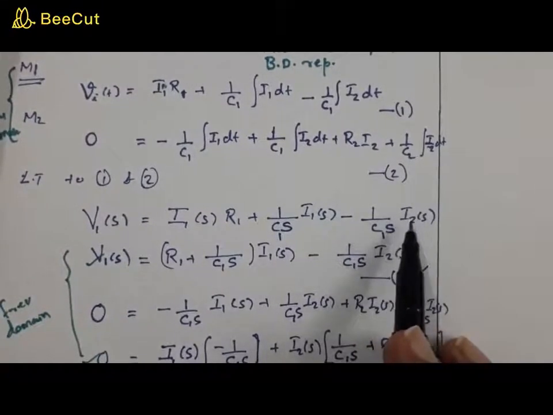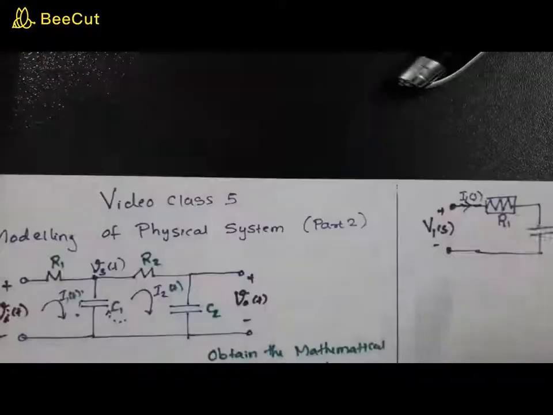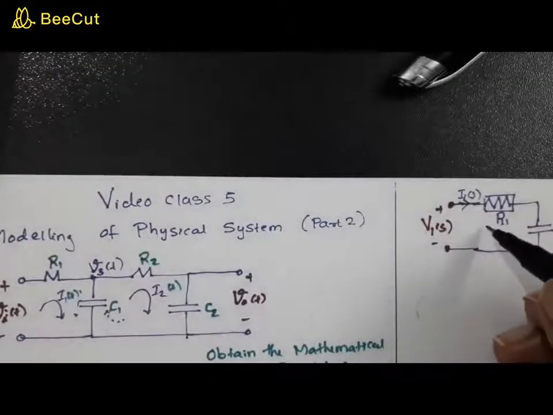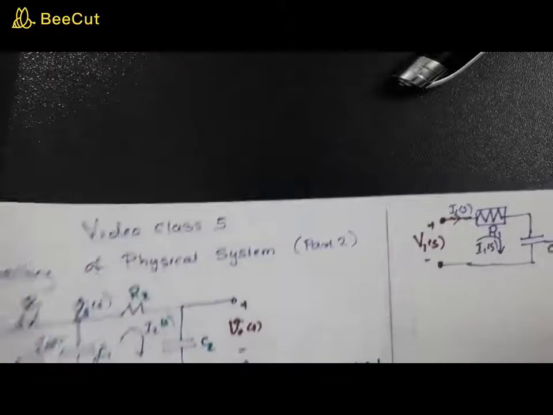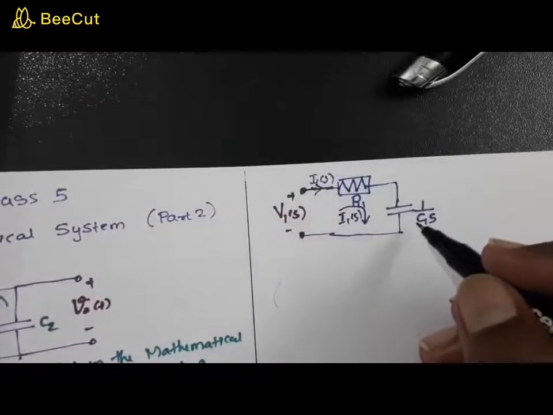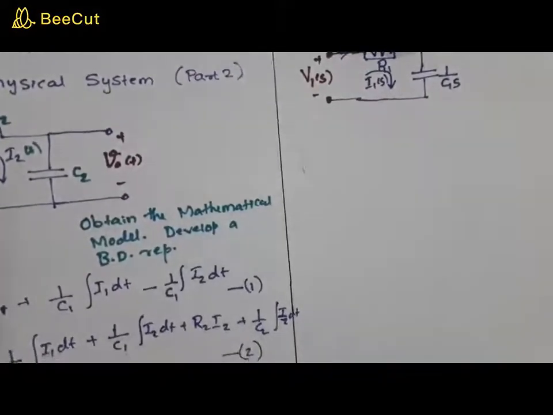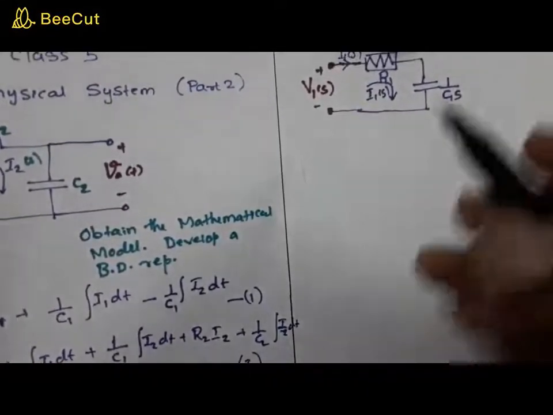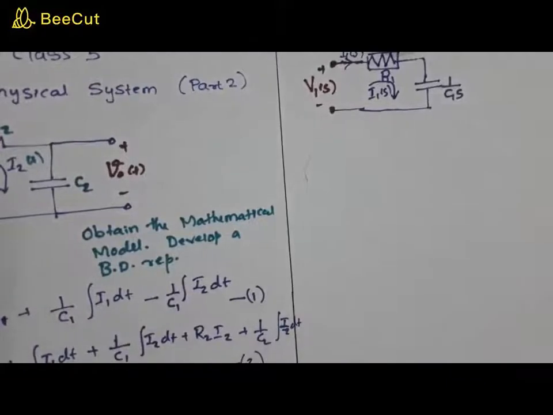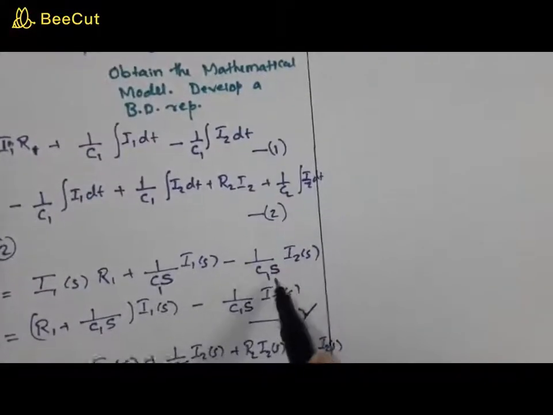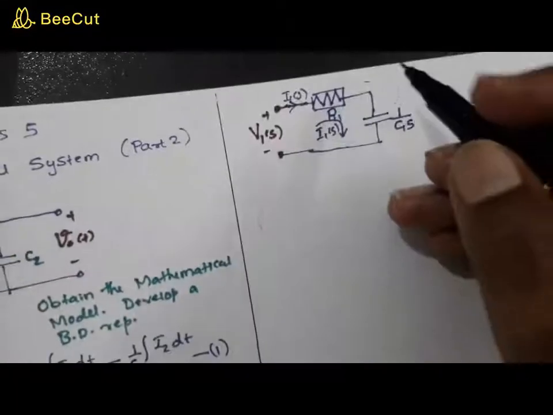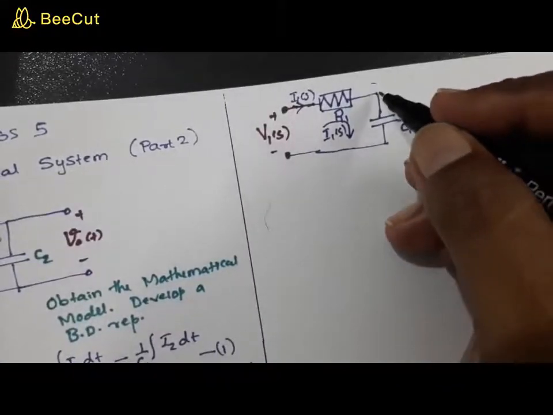What is the meaning of this? So another current flows; this is the current I1 of s. Another current is flowing through C1 of s in opposition to I1 of s, that is I2 of s. So that forms this, right? This term gives you an idea that this particular circuit has one more mesh.